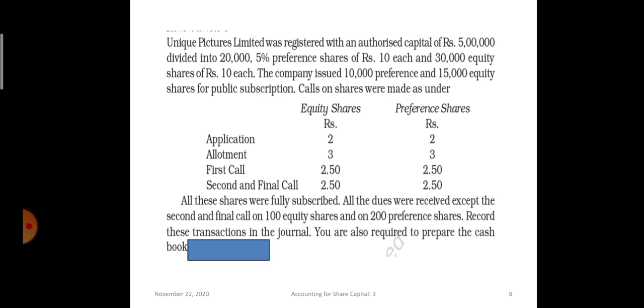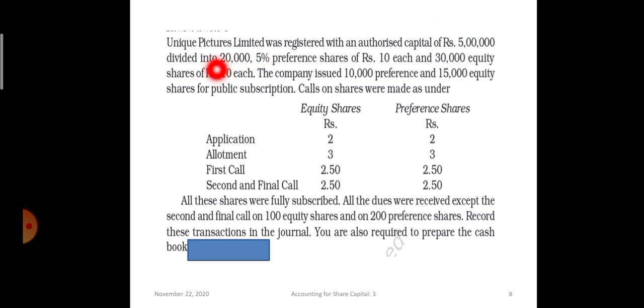Then we will take one more question where equity shares and preference shares both are issued, and in this case we will be preparing the cash book. The entries will be recorded in cash book, the bank transactions will be recorded in bank column of the cash book. So see, authorized capital is 5 lakh rupees.